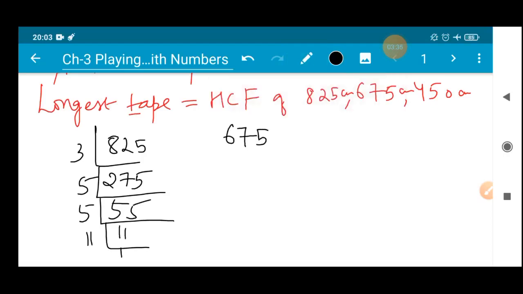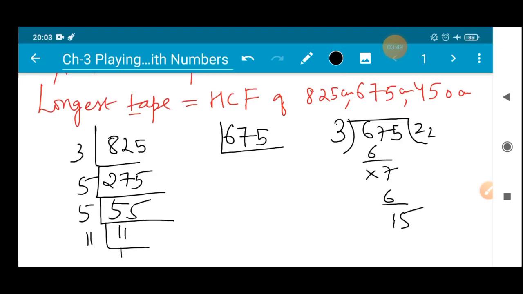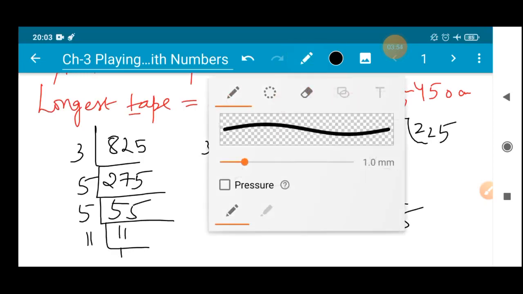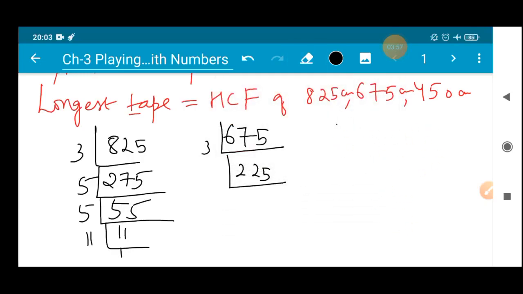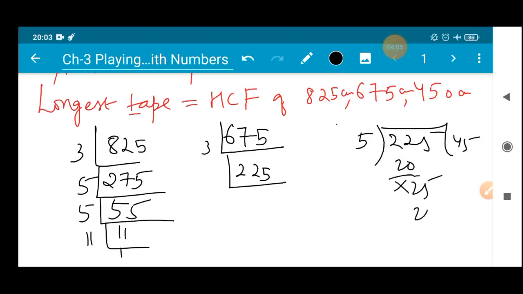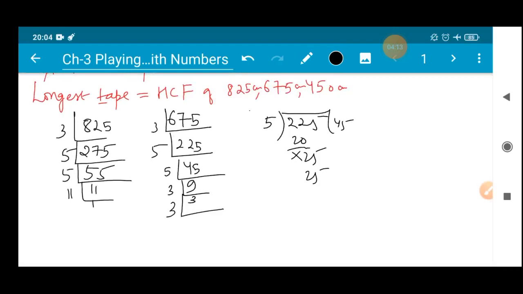675. Let's check with 3 first of all, because we have to start with the smallest prime number only. 3 2s are 6, 3 5s are 15. So it is 3 into 225. Okay, next 225. Let's divide with 5 only. 5 4s are 20, 5 5s are 25. So it is 5 into 45 is 225. 5 9s are 45, 3 3s are 9, then 3 1s are 3.